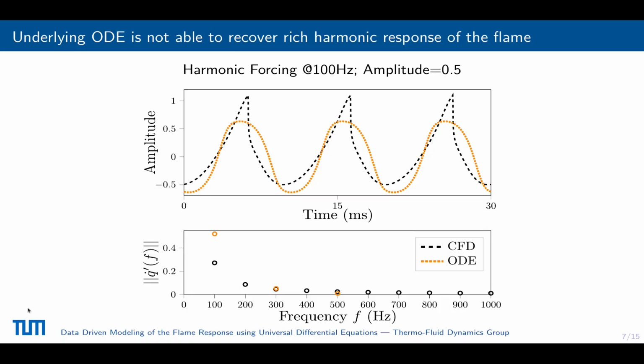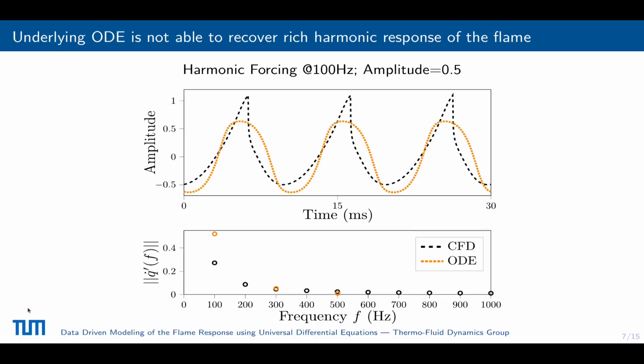So the response is not only happening at the fundamental frequency, so at the frequency at which we force at 100 Hertz, but we also have higher harmonics. So at 200 Hertz, 300 Hertz, 400 Hertz, up to 1000 Hertz, the flame responds with varying strength. This leads to this overall very nonlinear looking signal that we see in black. Our calibrated model, however, does only or majorly respond in the fundamental frequency, so in the frequency at which it is forced. Therefore, our current model, our current ODE, lacks harmonics.